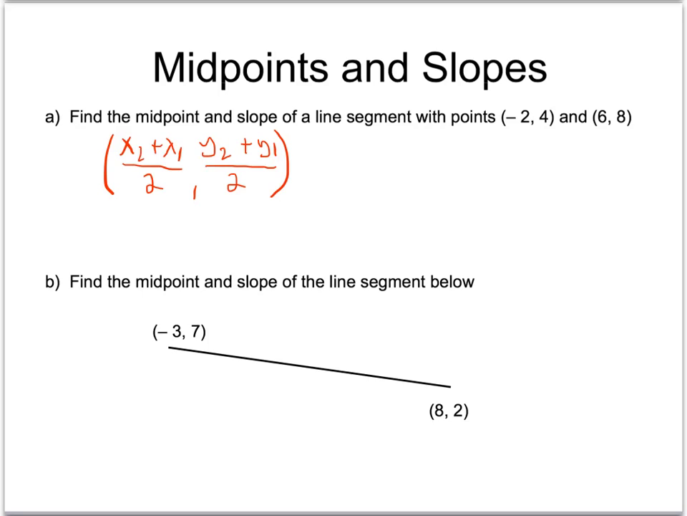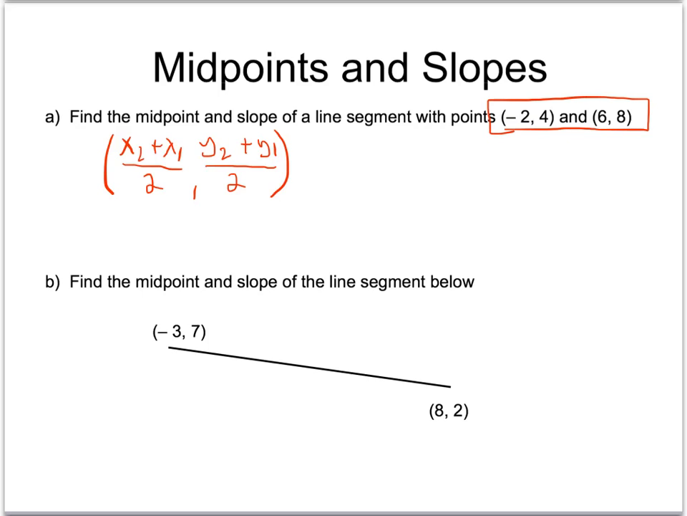It really doesn't matter. The point of me doing that was to show you it doesn't matter which x-coordinate you take first. You're going to add both x-coordinates together, divide by 2 to get your midpoint. So when I'm given a question that says, find the midpoint and slope, which we will in a minute. So find the midpoint of a line segment with points negative 2, 4, and 6, 8.